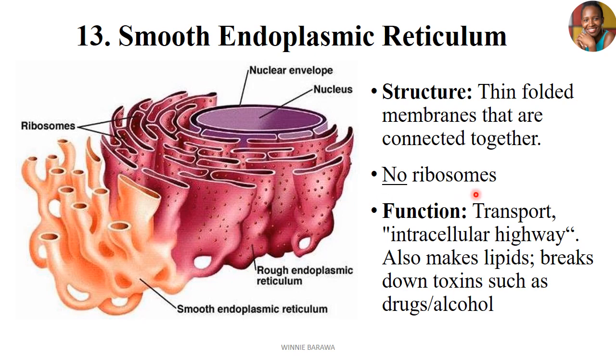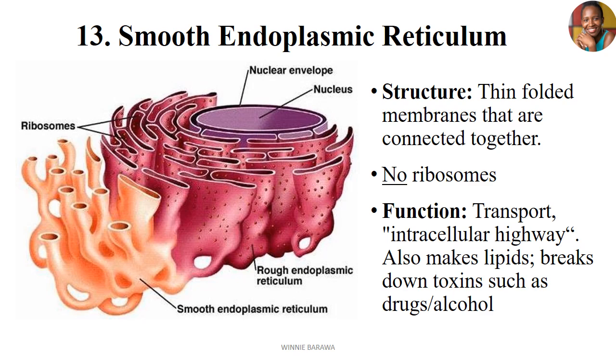So there are no ribosomes here. They're all folded together to form a stack of membrane, or a connection of membranes. And the function of our smooth endoplasmic reticulum is as a transport pathway, what we are calling an intracellular highway.